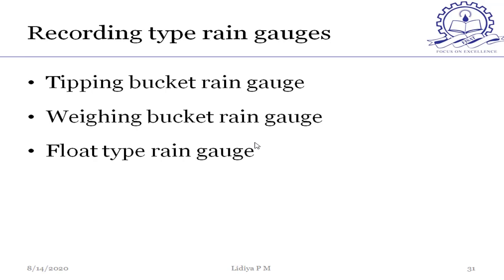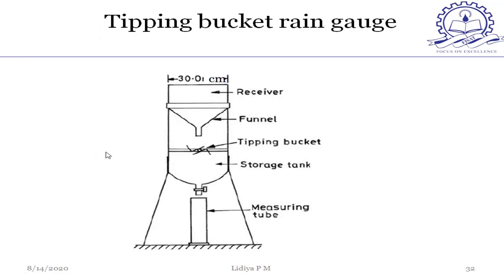Next one is the recording type rain gauges. From recording type rain gauges, we get the rainfall data directly. It is classified into three: tipping bucket rain gauge, weighing bucket rain gauge and float type rain gauge. We'll first consider the tipping bucket rain gauge. It consists of a funnel of diameter 30 centimeter. It collects the rain and conducts it to a pair of tipping buckets of capacity 0.25 mm. When the tipping bucket reaches its capacity, it tips and empties its water into a storage tank. Then the second bucket starts receiving the water. This process repeats. These tipping buckets are pivoted below the funnel.